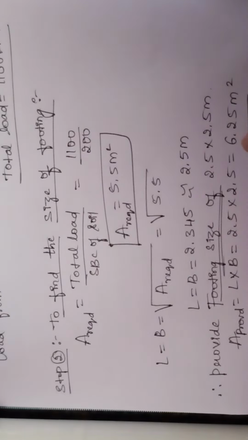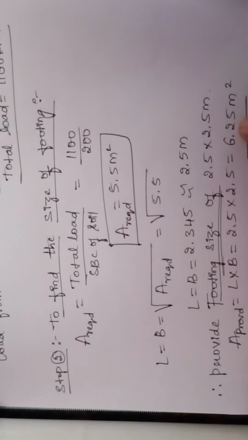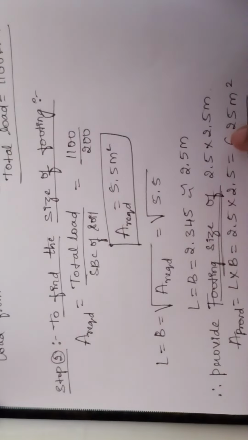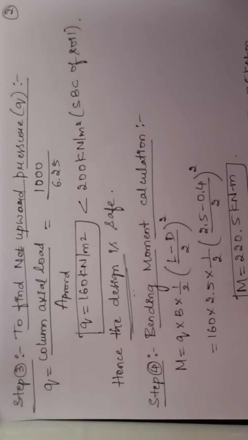Now if we are providing the footing size of 2.5 by 2.5 meter, then the area that we have provided has to be found out. For finding that, let us multiply L with B. Both the values are 2.5 and 2.5. On multiplying 2.5 with 2.5 we get a value of 6.25 meter square. So this is the area that we have provided. The required area was 5.5 meter square, but we are providing much greater than that. We are providing an area of 6.25 meter square. So that completes step number 2. Moving to the next step, step number 3 is to find the net upward pressure.